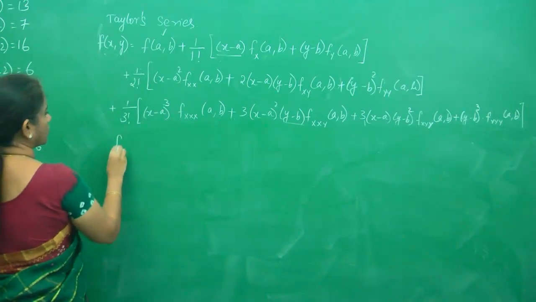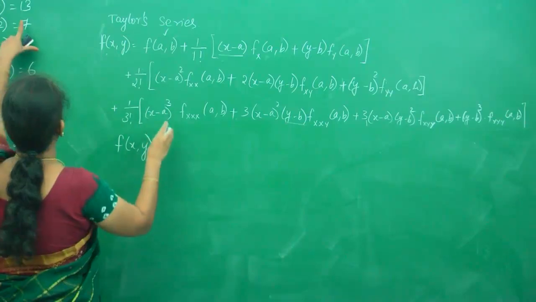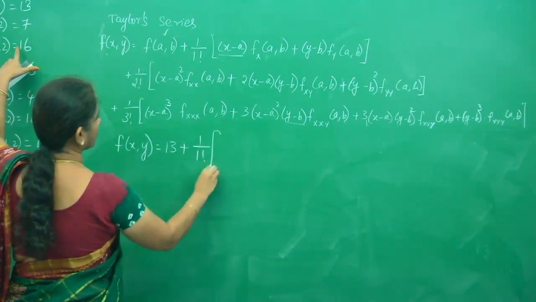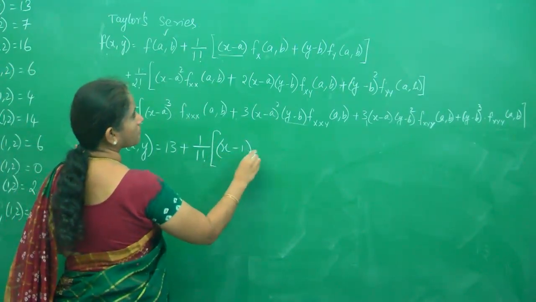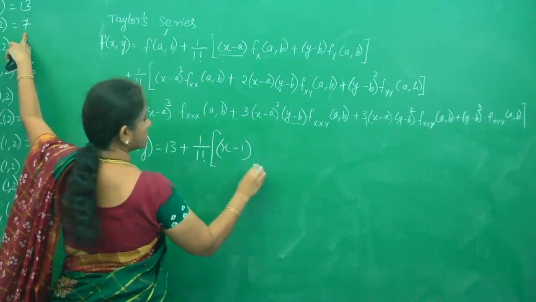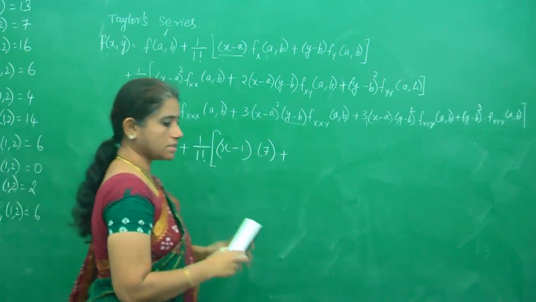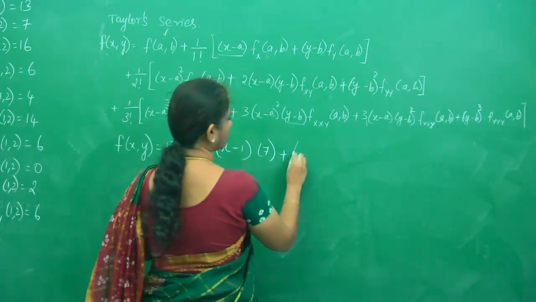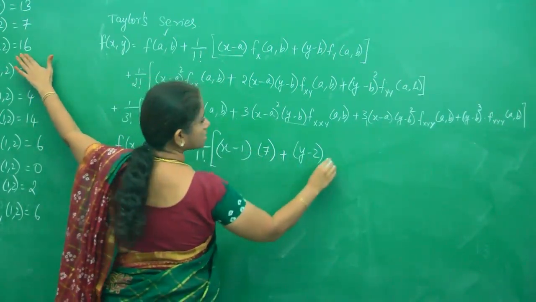So f(x,y) is nothing but f(a,b) = 13, plus 1 by 1 factorial into [(x minus a) fx(a,b) = 7, plus (y minus b)] fy(a,b) = 16. Your a was 1, and your b was 2.